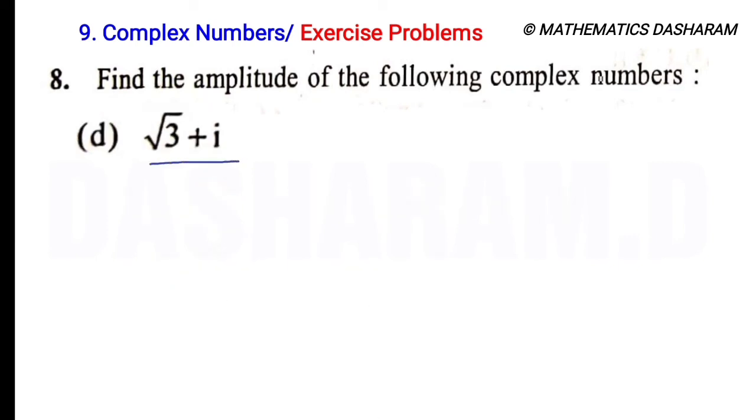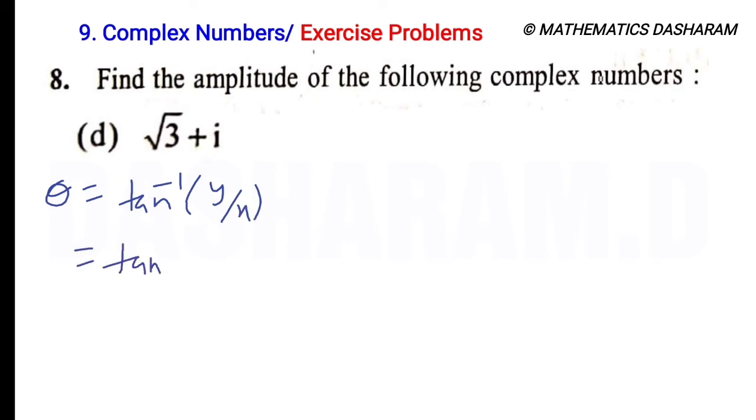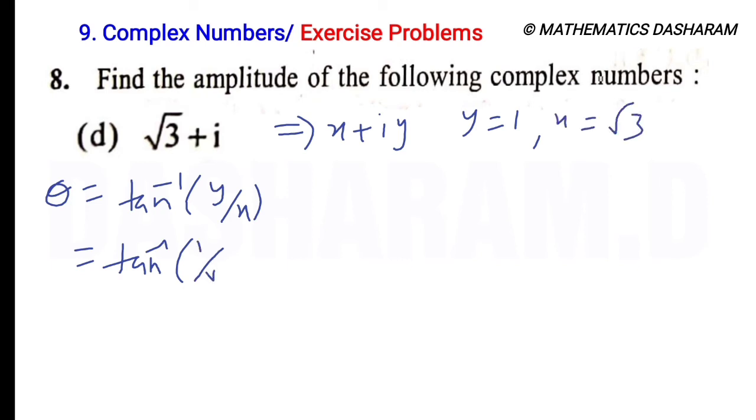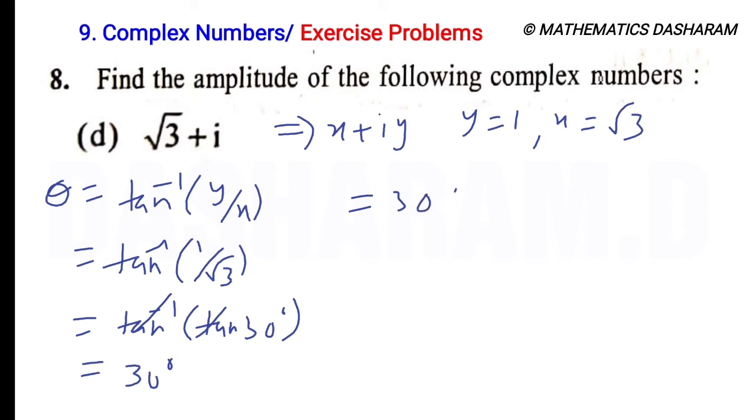Question number D, root 3 plus i. So theta equals tan inverse y by x. Just compare with x plus iy. So the y value is 1 and the x value is root 3. So tan inverse 1 by root 3 means tan 30 degrees. Tan inverse cancels, so it is equal to 30. Now 30 degrees multiplied by pi by 180. The zeros cancel, 3 ones are 3, 3 sixes are 18, so pi by 6 is the answer.